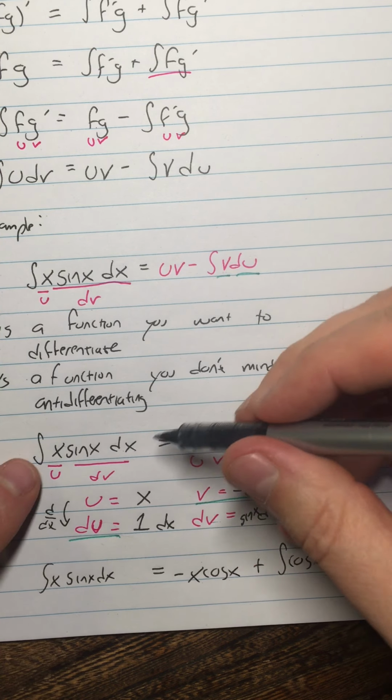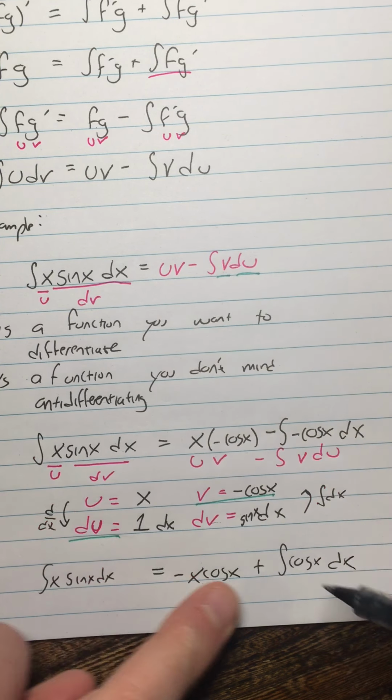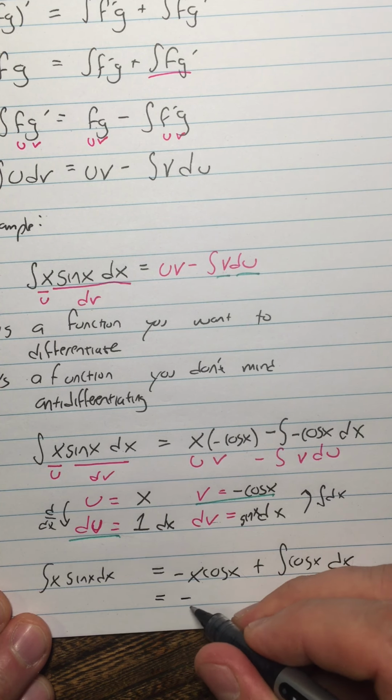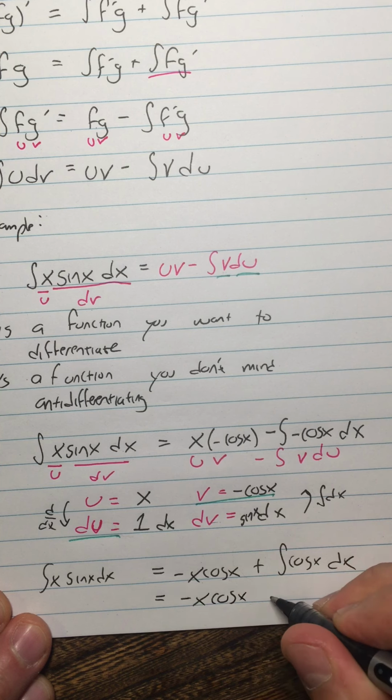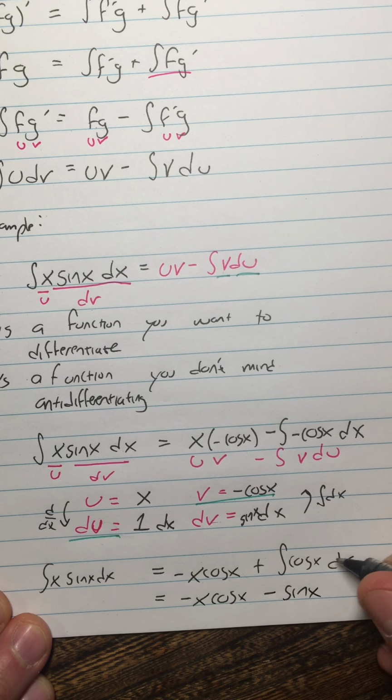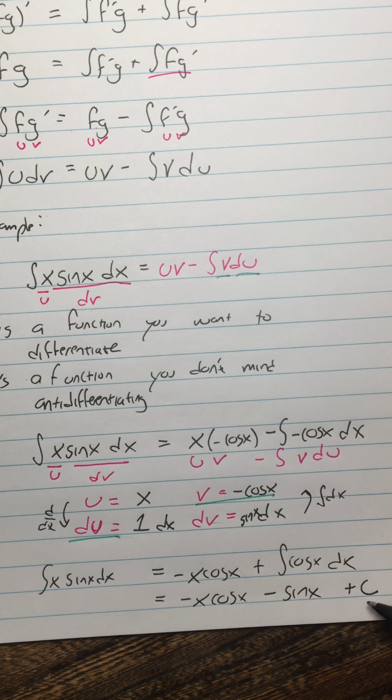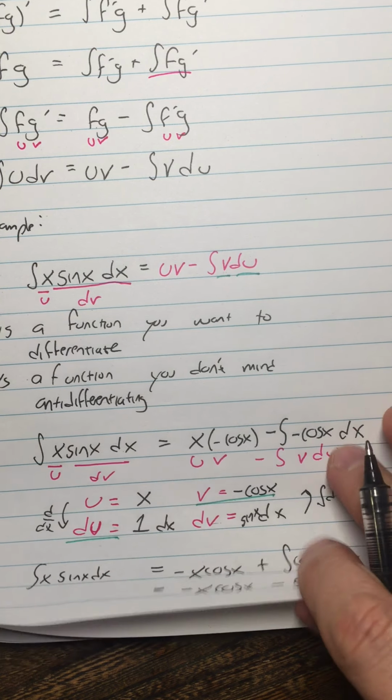So I've changed my integral for something I don't know how to do to something I do know how to do. I know the antiderivative of cosine x is sine x, so this equals negative x cosine x plus sine x. Now once I've completed the final integral is where I put the plus c. I don't need to put a plus c here because I still have an integral that contains a plus c. So when I do the final integral, I do my plus c. All right, looks like we can squeeze in maybe one more here.